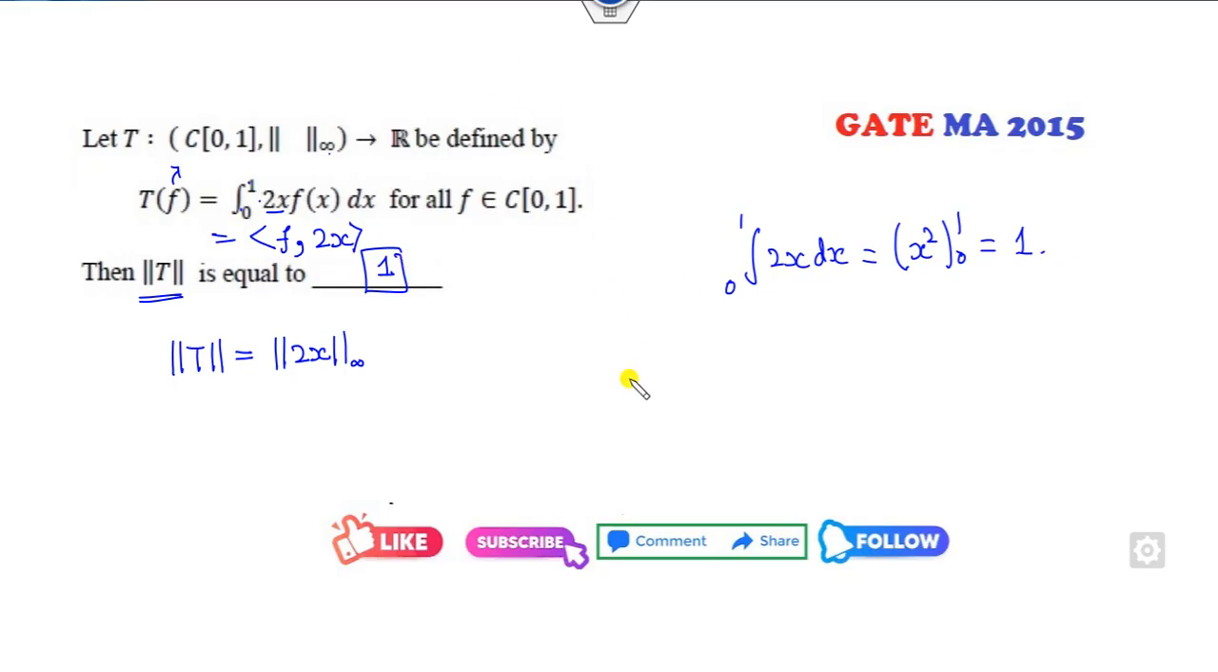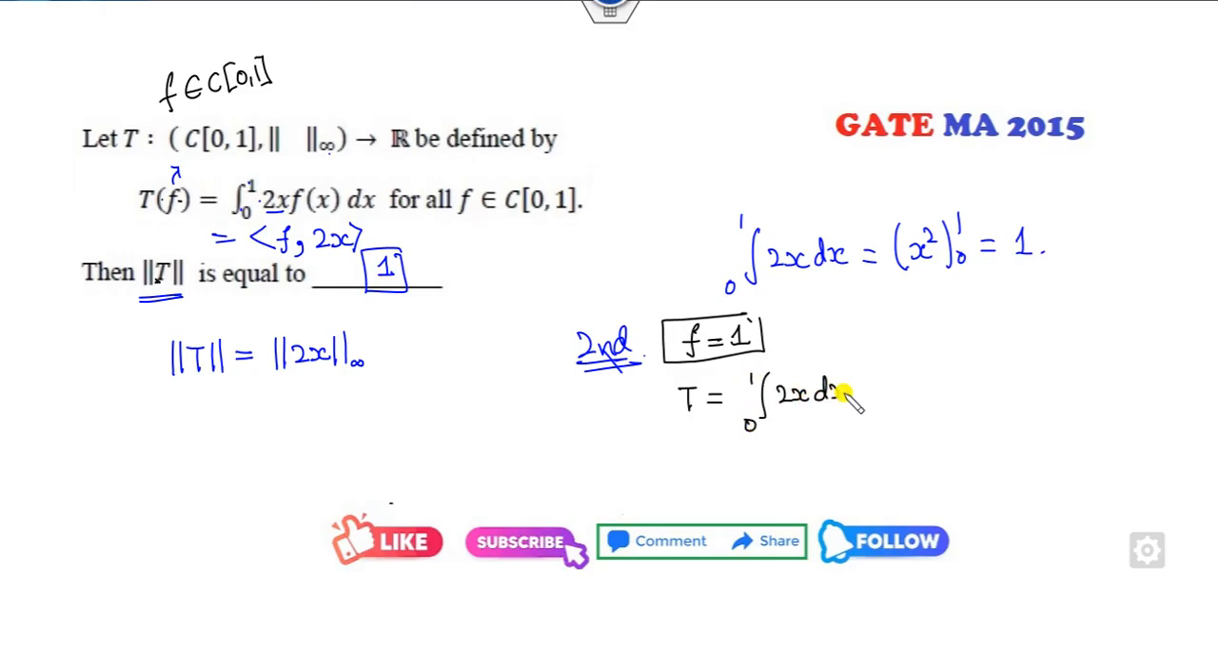Or there is one more method. The second method is, since my target is to find the norm of T, I can simply take f as 1, because f belongs to the continuous functions. So I can take f is 1. So what is T? T is simply 0 to 2x. Then the norm of T divided by the norm of f is 1. It is again 1. But always remember this shortcut trick.